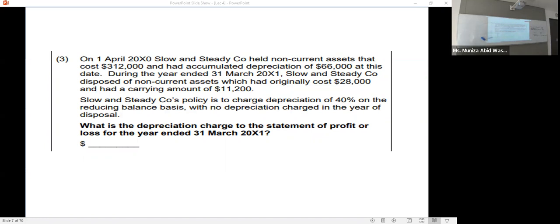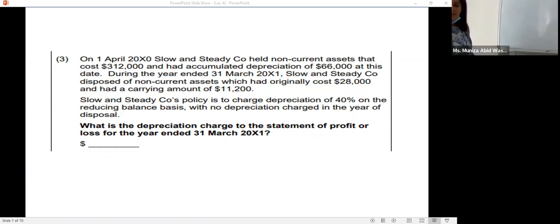The year ending date is 31st March 2001. It means that the year starting date has been 1st April 2000. Is it? So on 1st April 2000, at the start of the year, Slow and Steady company held non-current assets that cost $312,000 and had accumulated depreciation of $66,000 at this date.